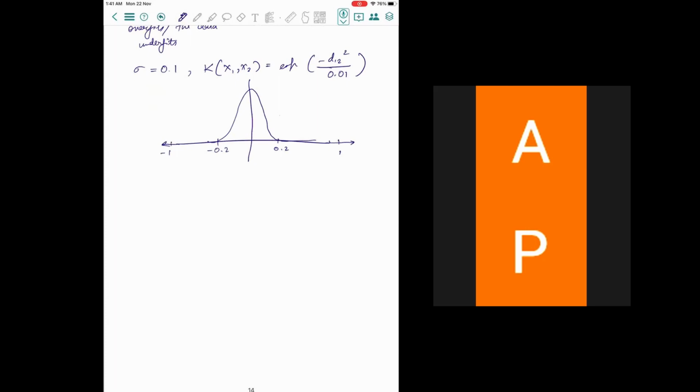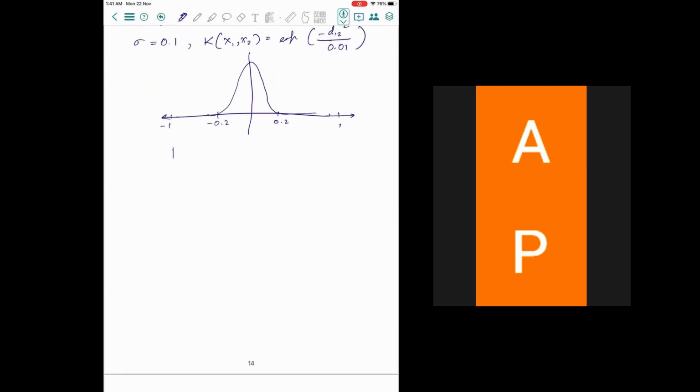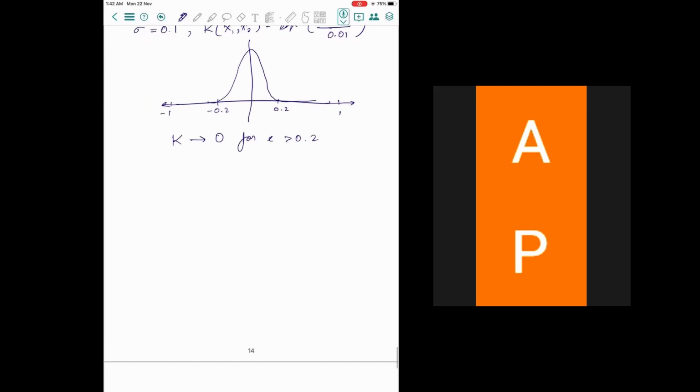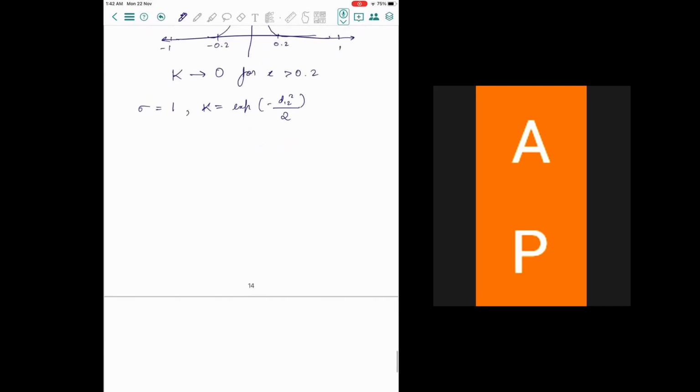So we can see that the k value goes to 0 for x larger than 0.2. Now if sigma equals 1, then our k function looks like this. And the graph would look something like this. Here we can see k goes to 0 for x value more than 4.